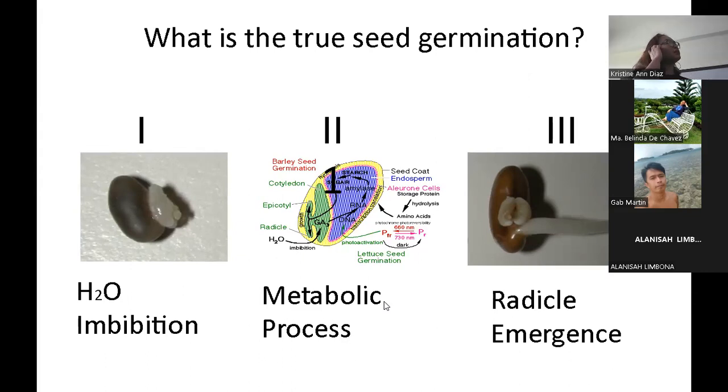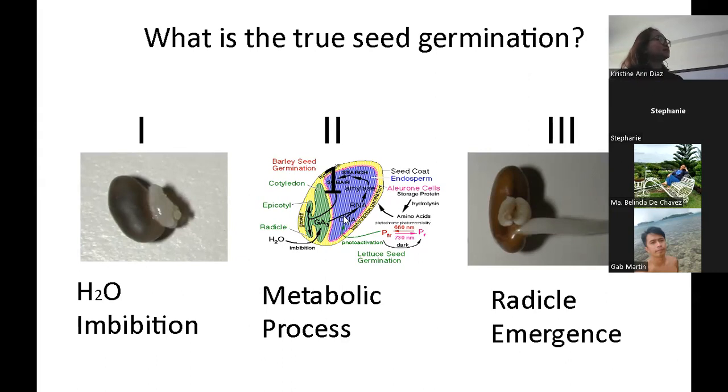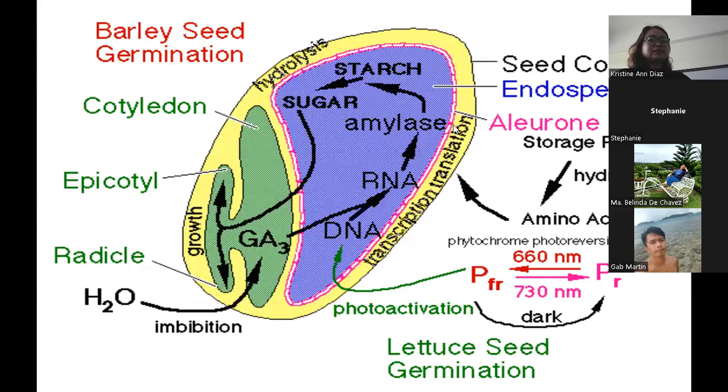Therefore, when you define seed germination, it is a metabolic process wherein once water imbibes, it will activate the gibberellic acid. It will activate the amylase to degrade the starch inside, enabling the epicotyl and the radicle to develop. This is just to show you the whole metabolic process of seed germination.